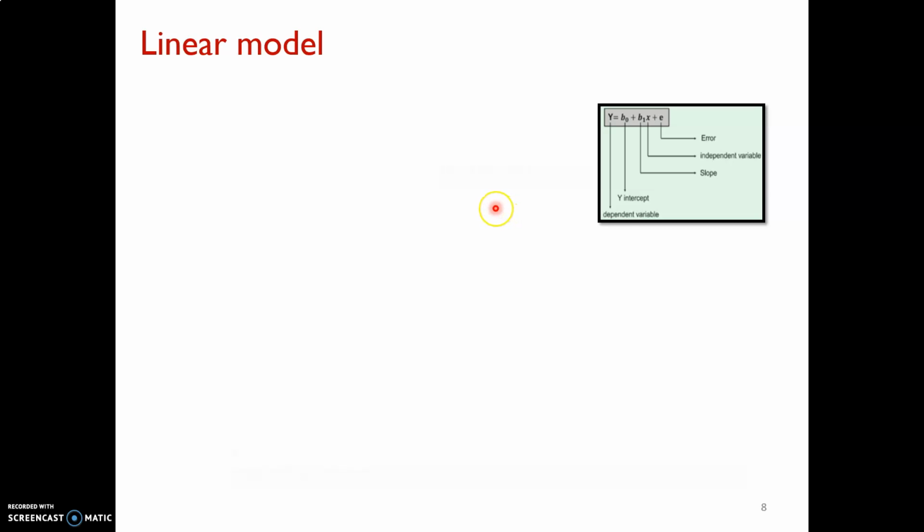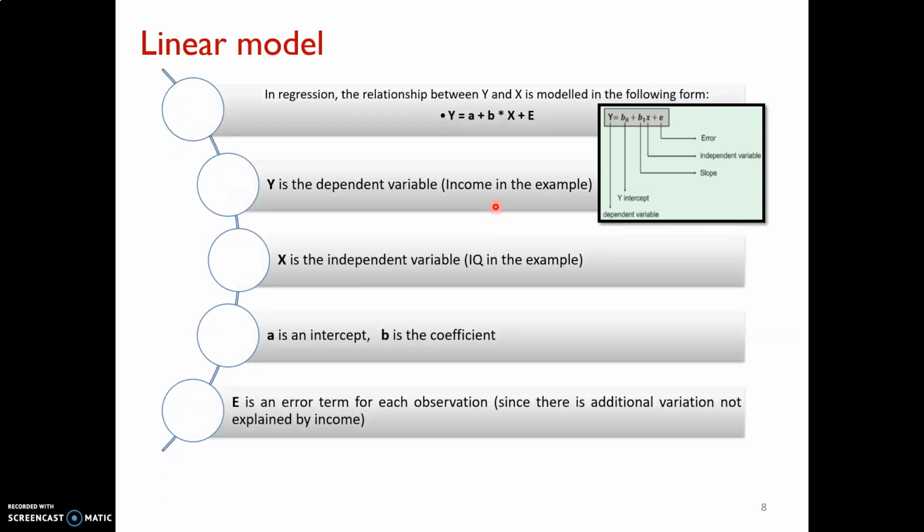Next we see the linear model. In regression, the relationship between y and x is modeled in the following form: y equals a plus b times x plus e. Sometimes y equals b naught plus b1 times x plus e. Here e is the error term of each observation. It is denoted by small e or capital E.